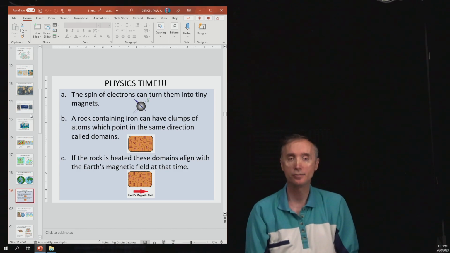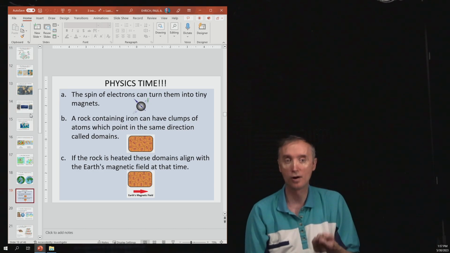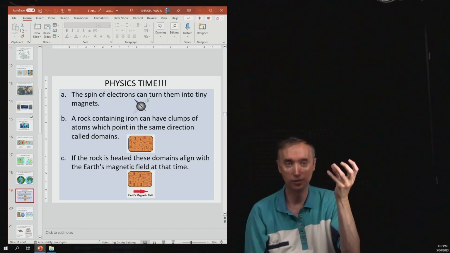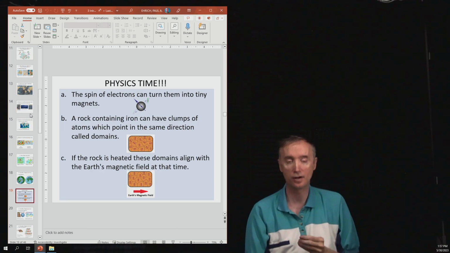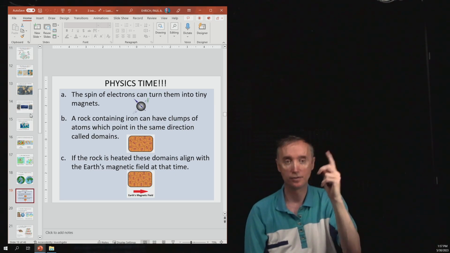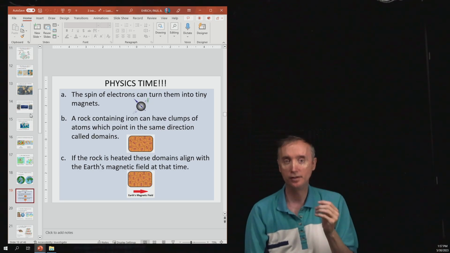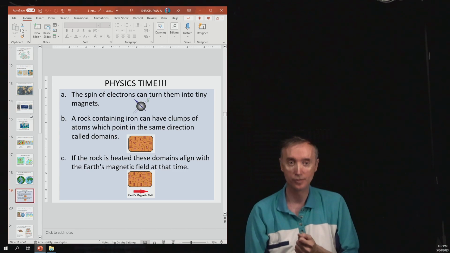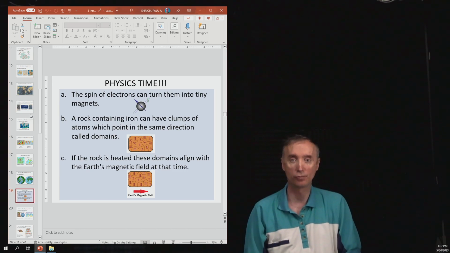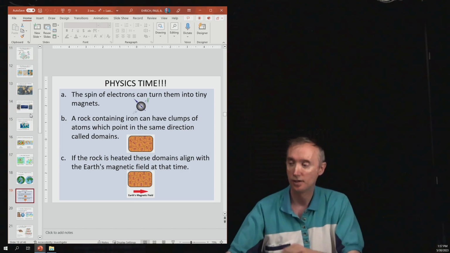So the atoms that make up the minerals inside these rocks are spinning, okay? And it's the spinning motion of those electrons as they're in orbit around those atoms that's really causing the magnetism of those atoms. But the problem is that those atoms can be randomly organized.